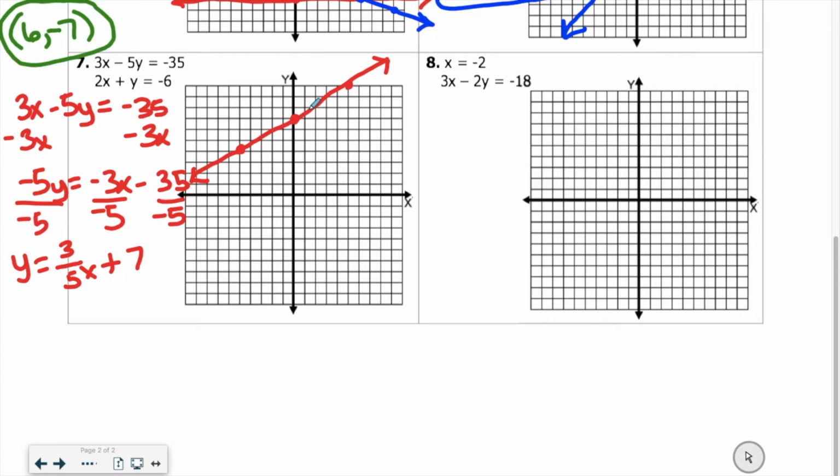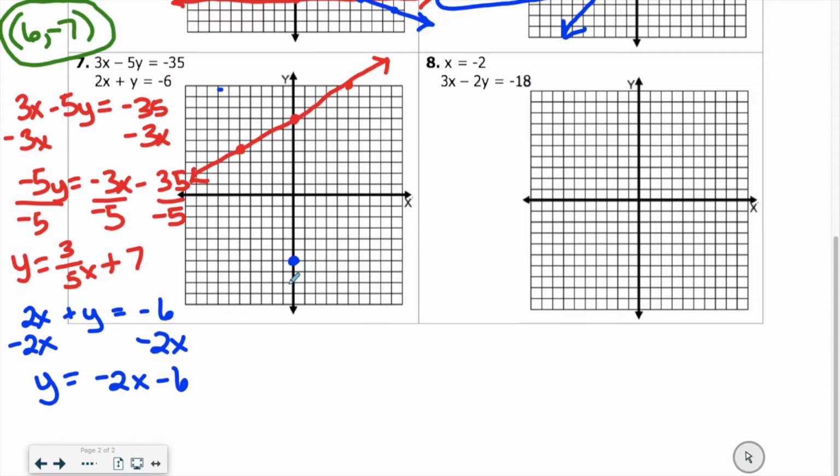All right, so this one we have the red line done. So let's do the blue line, which is 2x plus y. This one's an easy one because we just have to subtract 2x. So just subtract 2x and we're done. So you're left with y equals negative 2x minus 6. And we're going to start at negative 6. So 1, 2, 3, 4, 5, 6.